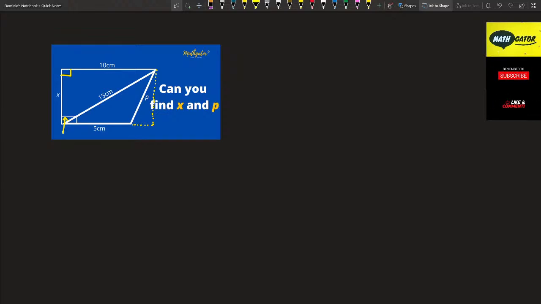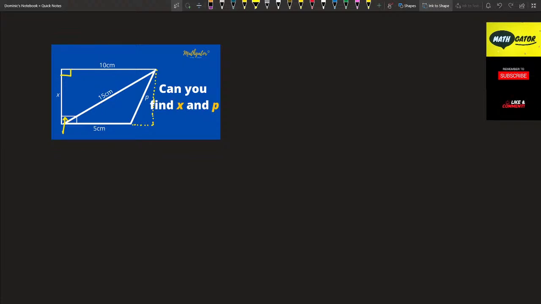The only issue we might have will be this side of the triangle and finding p. Because of these broken lines I have introduced, it basically means that to find p, we would have to consider this third triangle that I have drawn here.